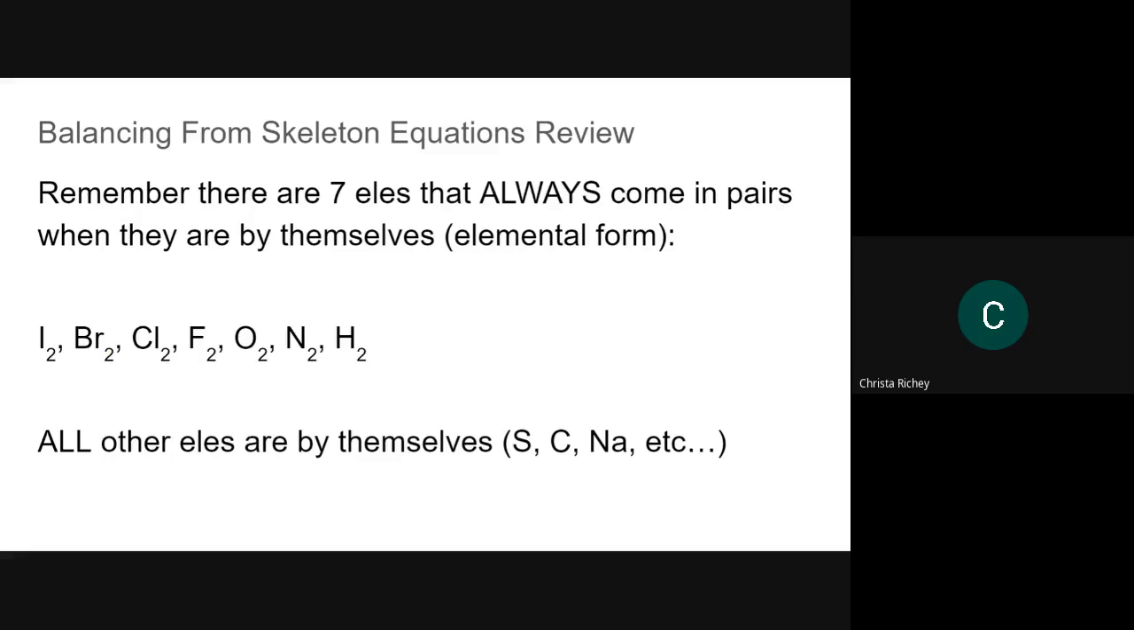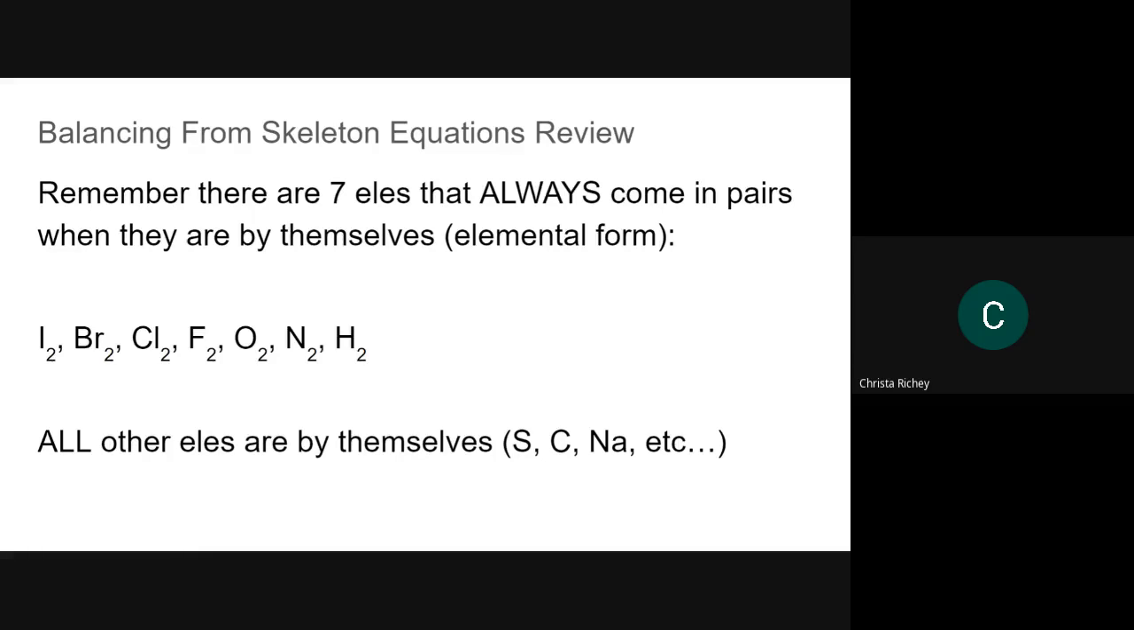So when I was going through, for those of you that turned in your skeleton equation one that I already graded, I noticed some people, when I said sodium reacts with chlorine to make sodium chloride, if you just said Cl by itself, then it was wrong. Sodium, Na, is by itself, but the chlorine, when you do a plus, should have had a 2. If it didn't have a 2, it was wrong.